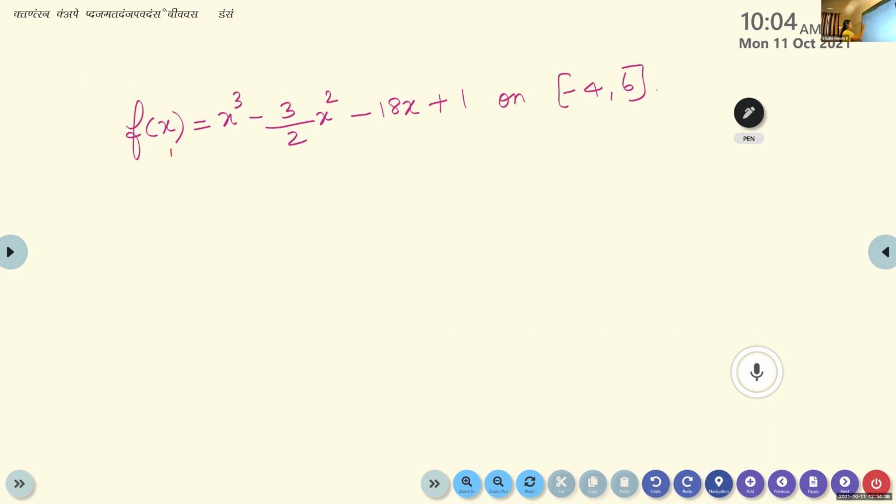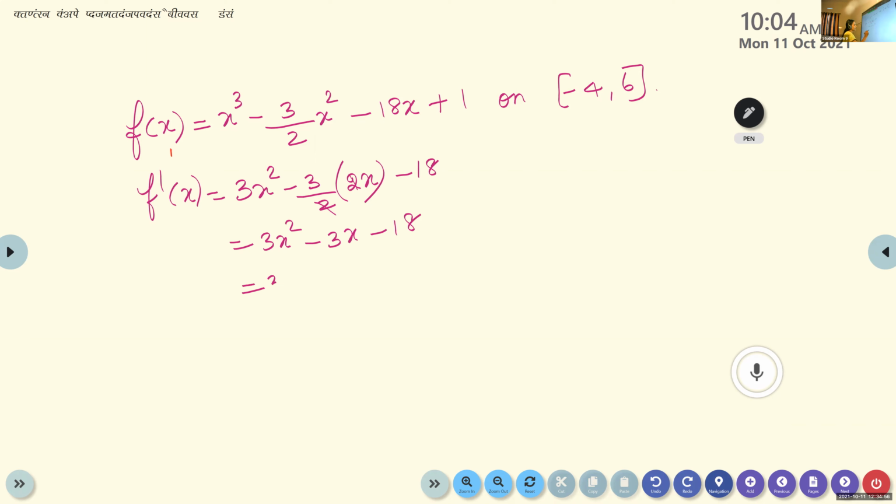f of x is given. Find out f dash of x. What is f dash of x? 3x square minus 3 by 2 into x square, if you differentiate it, 2x, minus 18. So we get 3x square minus 3x minus 18, isn't it? You can take 3 as common, and you'll get x square minus x minus 6. If you factorize it, x minus 3 into x plus 2, isn't it? Product is minus 6, sum is minus 1.